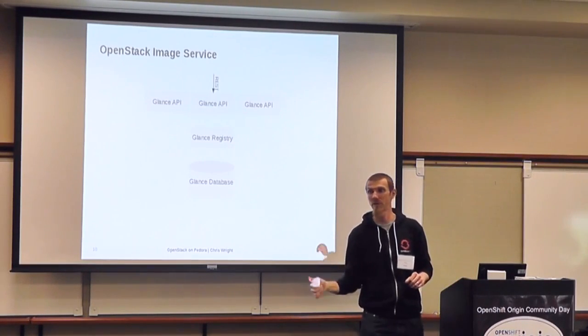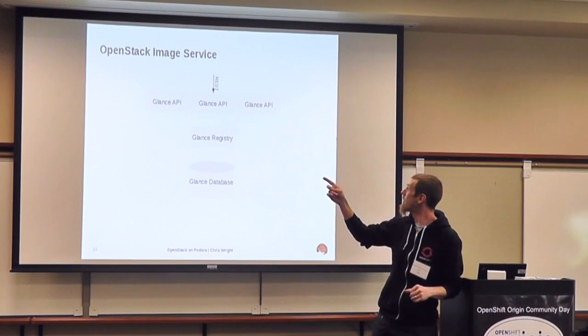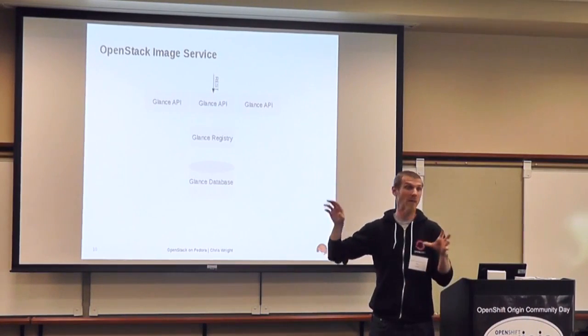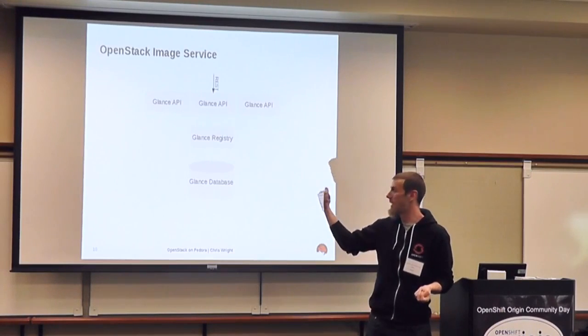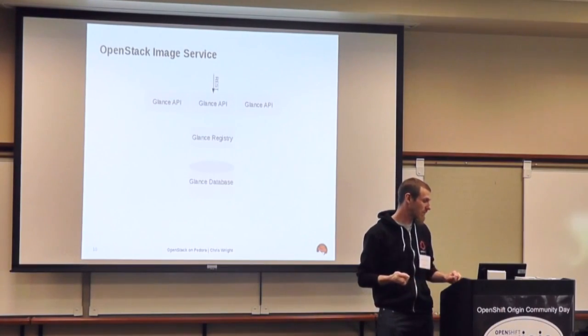This is a much simpler service. It looks roughly like this: API, registry, which is sort of the mapping of the image to its location, and then the database is storing all the information.